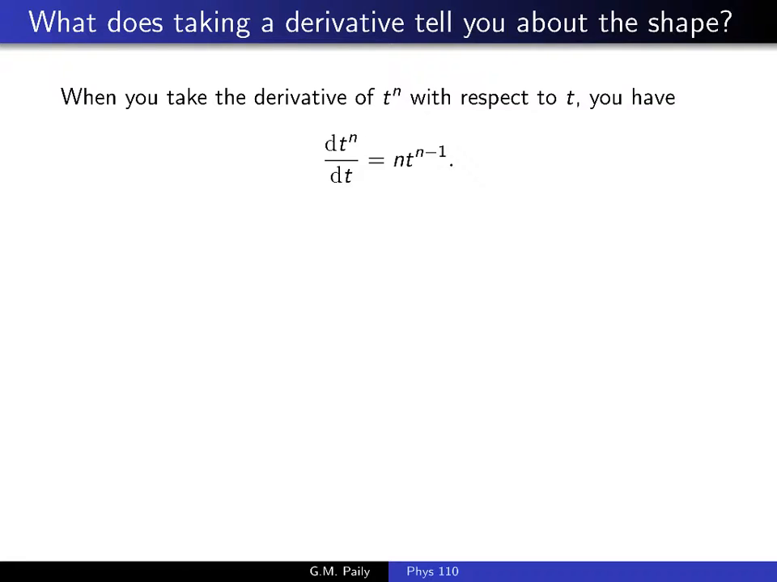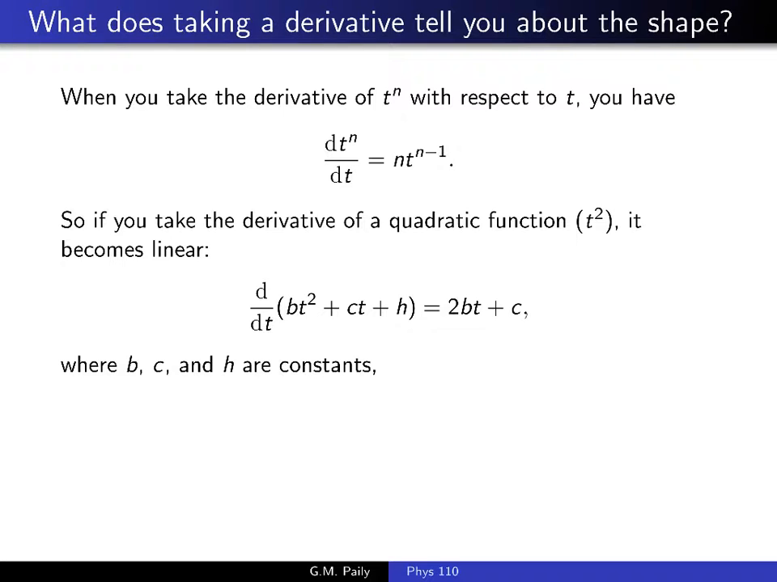Here are a few tips to keep in mind when drawing one graph based on another. We know that when we take the derivative of t to the n with respect to t, we get n times t to the n minus 1. In other words, you had t to the n, but now you only have t to the n minus 1. In other words, you have lost one power.